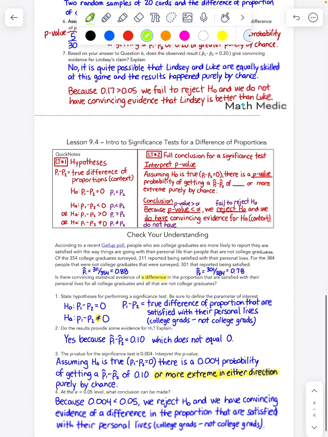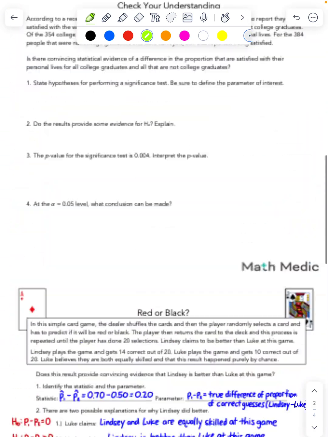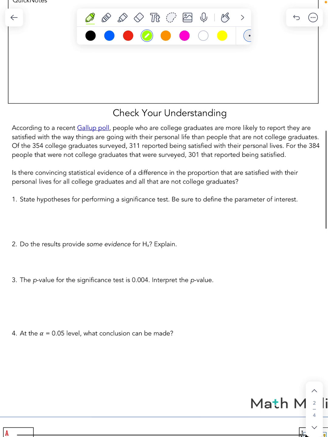So there's a check your understanding. Yes, you can go look at all the notes. I was going to go through here and have you take a look. So in this one, it says, according to a recent Gallup poll, people who are college graduates are more likely to report they are satisfied with the way things are going with their personal life, than people that are not college graduates, of the 354 graduates surveyed.